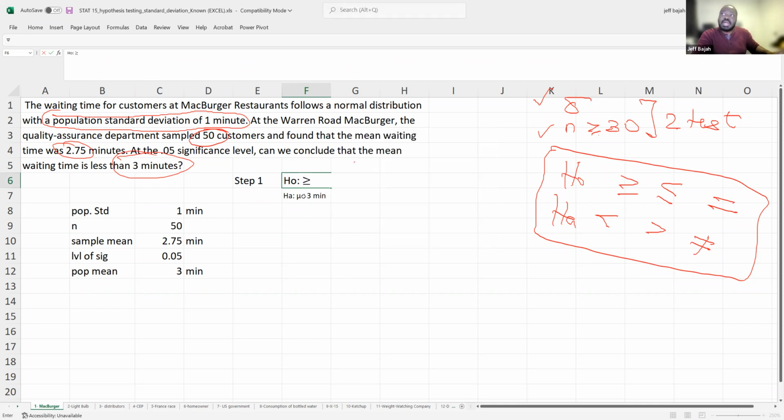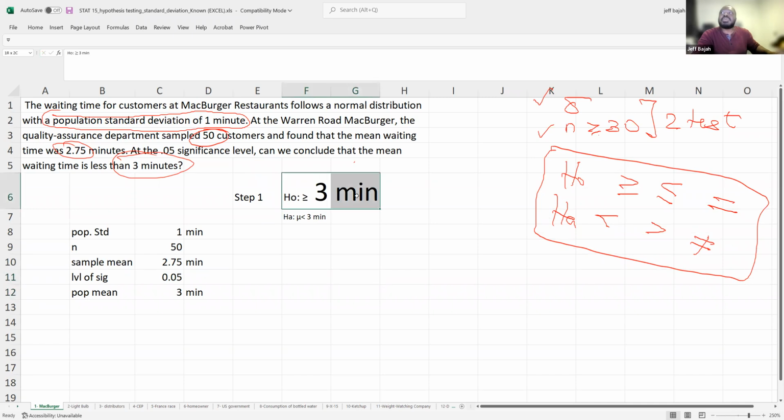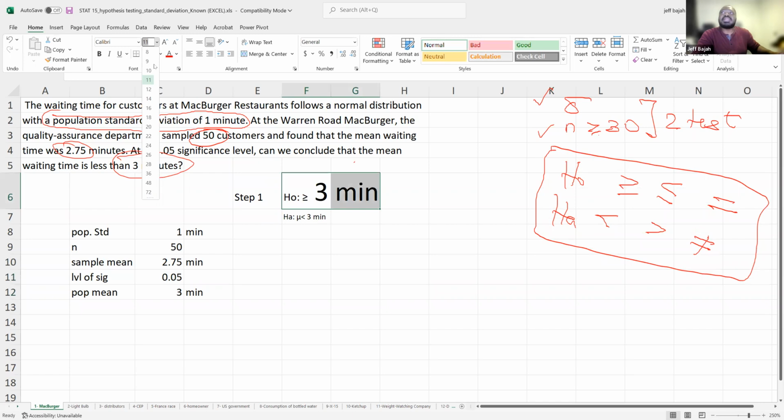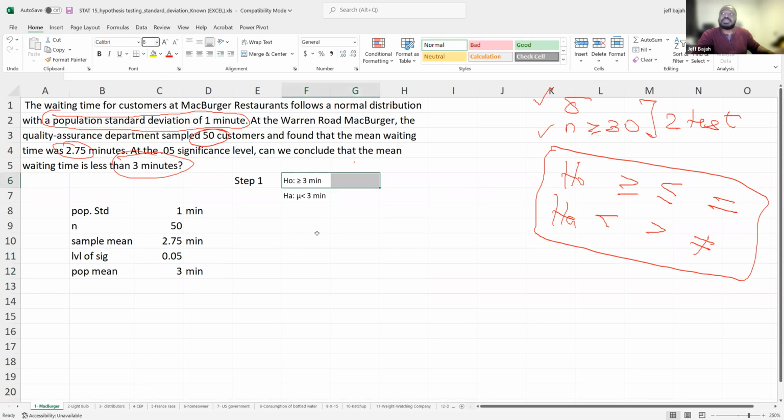So we just knew that, right? Because remember we said these are opposites, right? So if we're saying less than, then the opposite will be what? Greater or equal to 3 minutes, right? So by doing this, what we've done here is we've created our first step.